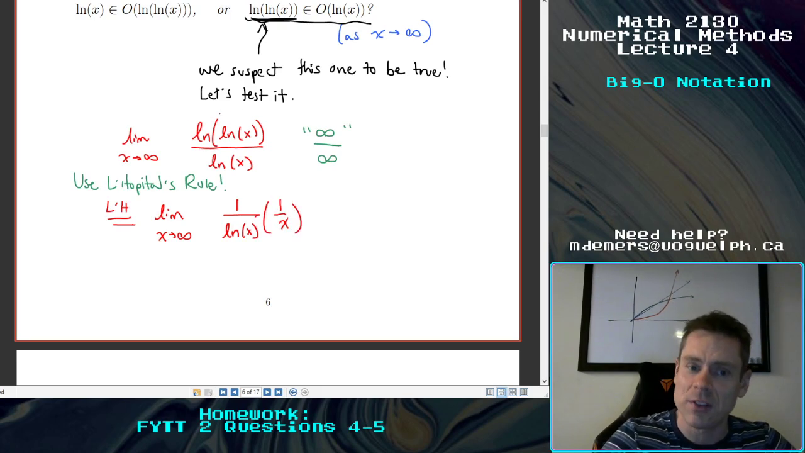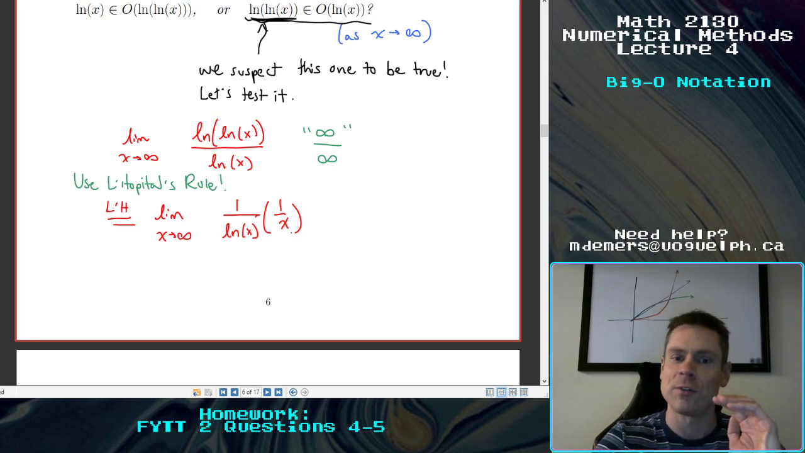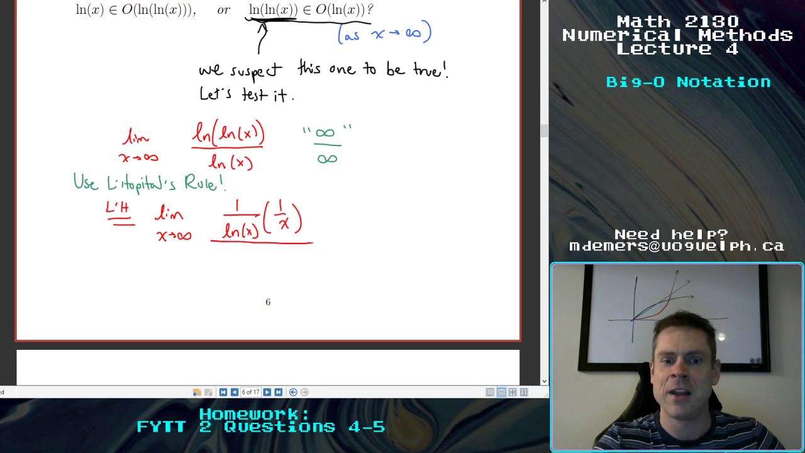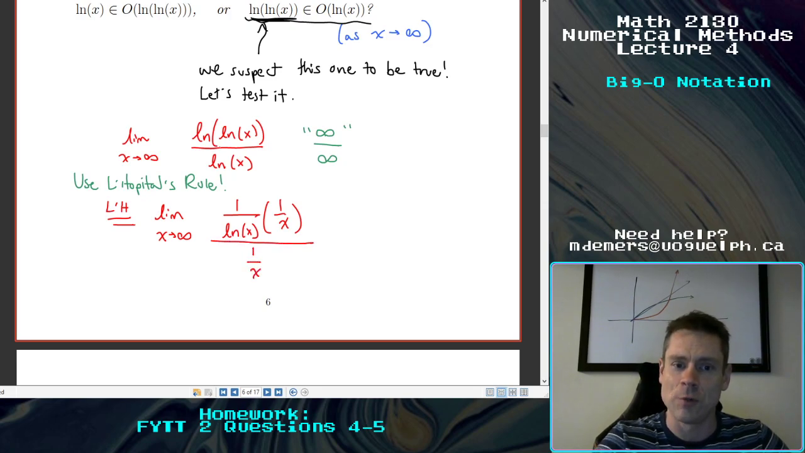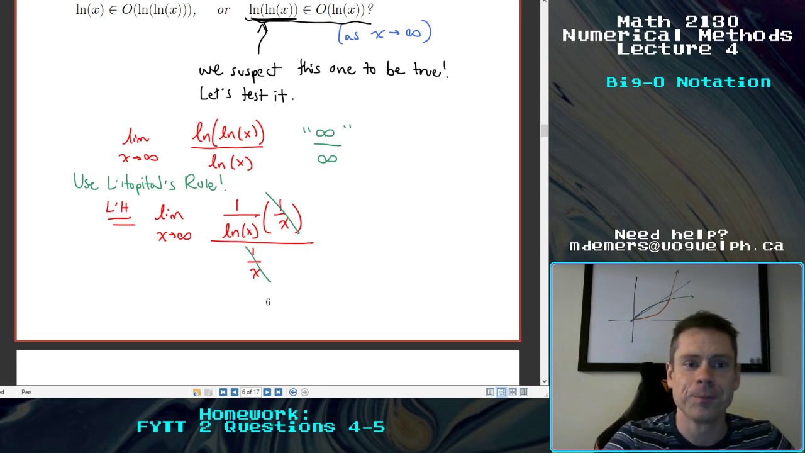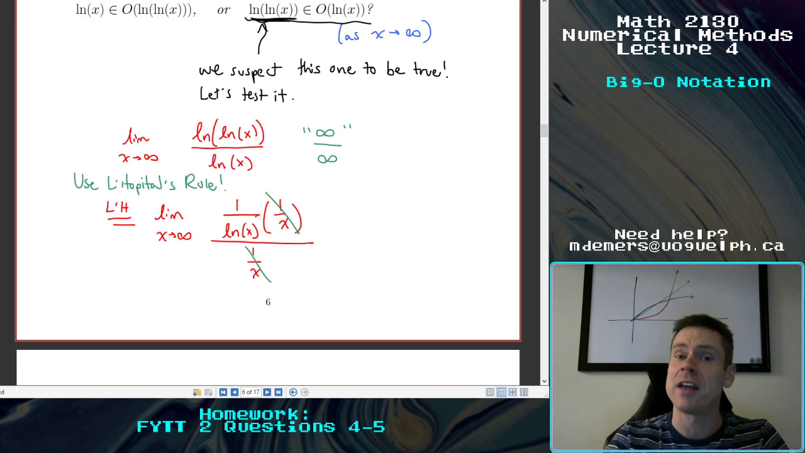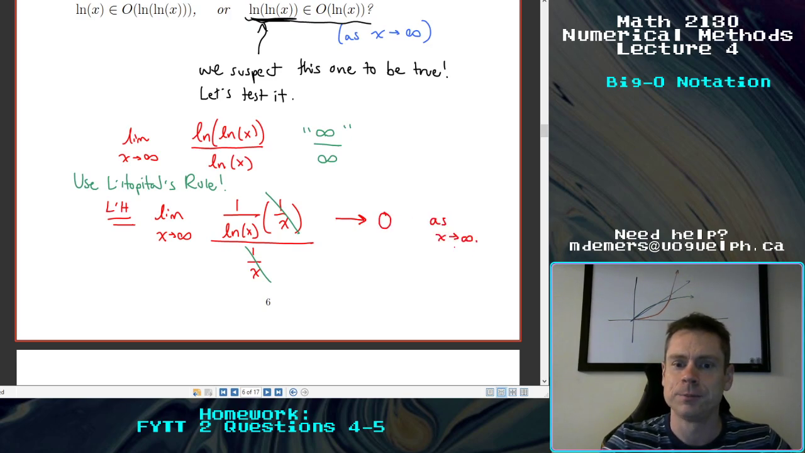Thinking about chain rule in the top, right? The derivative of ln of x is 1 over ln of x times the derivative of what's inside, that's 1 over x. And then I have to put that over the derivative of the bottom, which is 1 over x. What's nice about that is that you see a 1 over x there and a 1 over x there. So those can cancel out. And it becomes pretty clear that 1 over ln of x is going to go to 0. Ln of x is going to get very large. You get 1 over very large, and this goes to 0 as x goes to infinity.